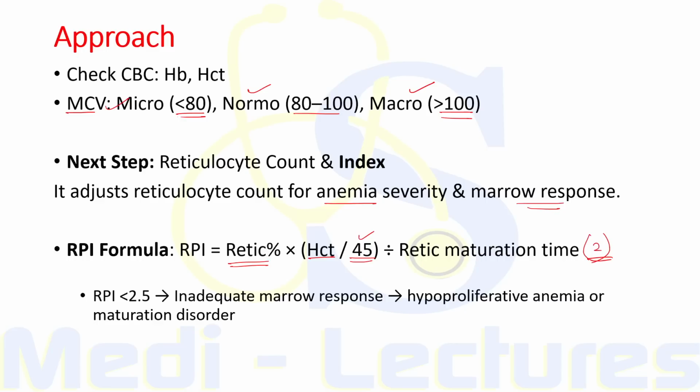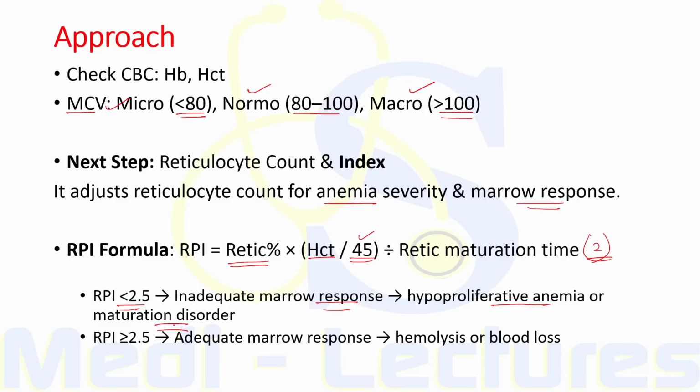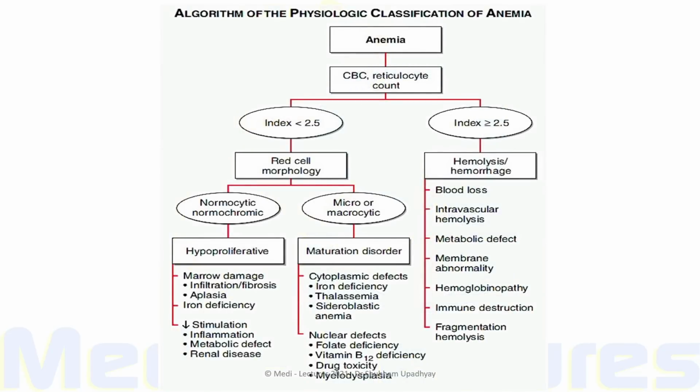So if this RPI is coming out to be less than 2.5, there is inadequate marrow response. Marrow is not able to produce enough reticulocytes in response to anemia. This can be in hypoproliferative anemia or some maturation disorder. If RPI is more than or equal to 2.5, the marrow response is adequate, which can be due to hemolysis or blood loss. So this is the approach to anemia given in Harrison.